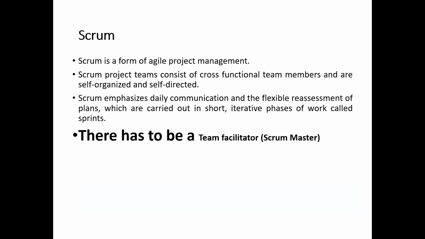So what is basically a Scrum? Scrum is a form of agile project management. A Scrum project team consists of cross-functional team members, and they are self-organized, and the staff are self-directed. Scrum emphasizes daily communication and flexible reassessment of plans, which are carried out in short iterative phases called sprints. So in Scrum we have sprints.